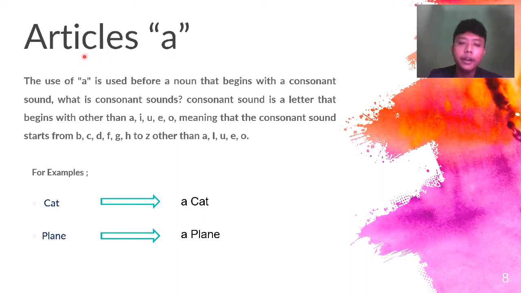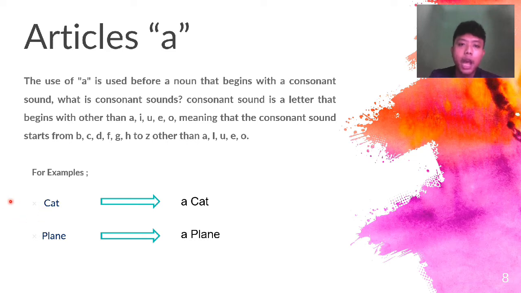The article a is used before a noun that begins with a consonant sound. What is a consonant sound? Do you know, guys, what consonant sounds are? Okay. Consonant sounds are letters other than A, I, U, E, O, meaning that the consonant sounds start from B, C, D, F, G, H to Z, other than A, I, U, E, O. Okay, for better understanding, let's see the examples.